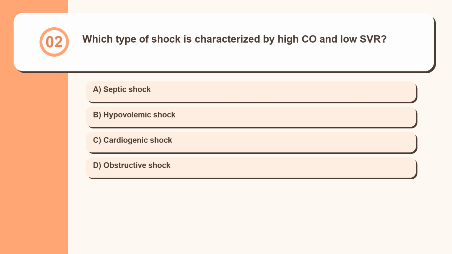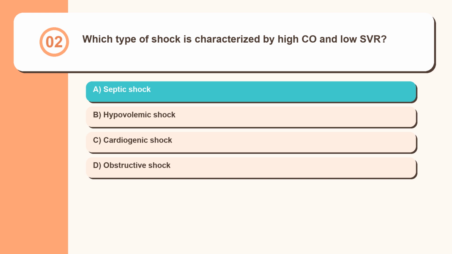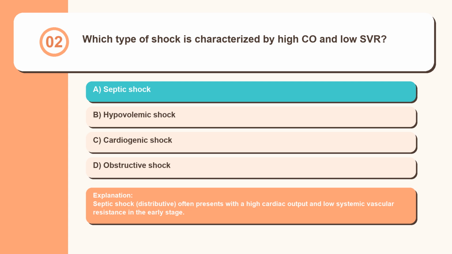Question 2. Which type of shock is characterized by high CO and low SVR? Septic shock, hypovolemic shock, cardiogenic shock, obstructive shock. Septic shock, distributive, often presents with a high cardiac output and low systemic vascular resistance in the early stage.